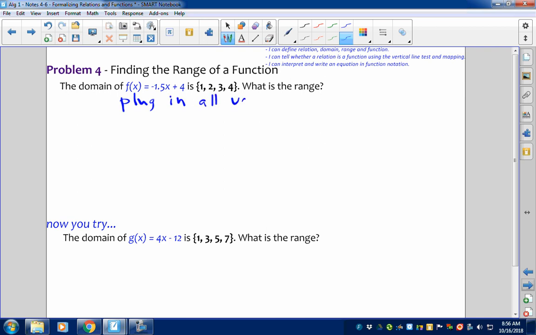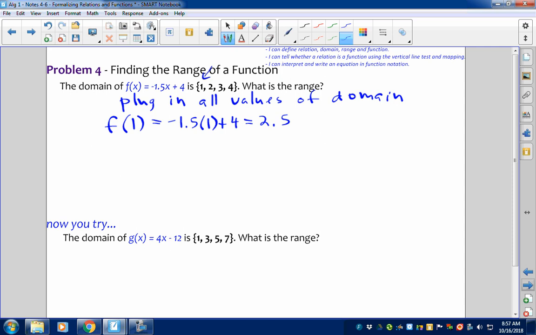So we're going to find the range by plugging in all values of domain. And then we're going to list the range in the end. So we're going to use our f of x notation. So f of, first one is 1. F of 1 is -1.5 times 1 plus 4. -1.5 times 1 is -1.5. Add 4 to it, and we get 2.5. So that's the first number of the range.